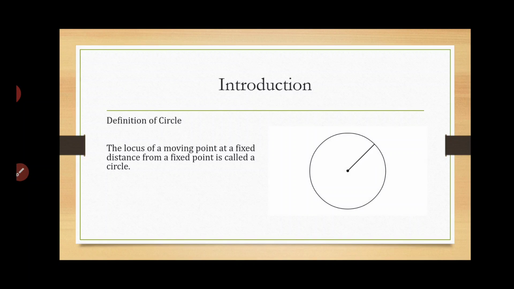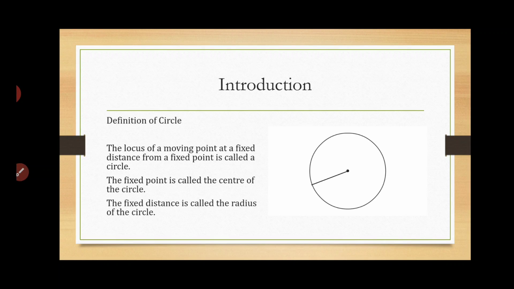So the thing looks something like this. There is a moving point which is moving in the plane, and there is a fixed point to which this moving point is equidistant all the time. So then whatever the path which is defined by the moving point, that path is called the circle, right? The fixed point is called the center of the circle, and the fixed distance is called the radius of the circle. Fine.